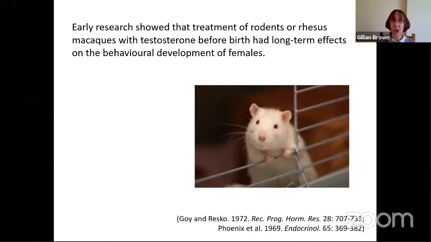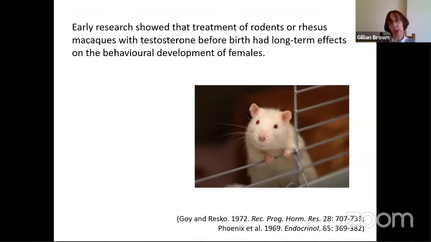Early research from this time showed that if you treat rats or mice or rhesus macaques with testosterone before birth, this can have long-term effects on behavioral development of females. The reason for females in particular is that in the experimental paradigm, pregnant rats or rhesus macaques in these early studies would be injected subcutaneously with testosterone. These hormones would then circulate through the maternal system and go through the placenta into the fetuses. In the female fetuses you'd have raised levels of circulating testosterone, more similar to what you would have in normal males.